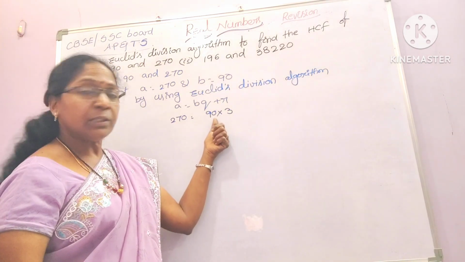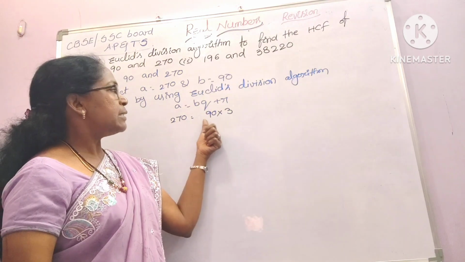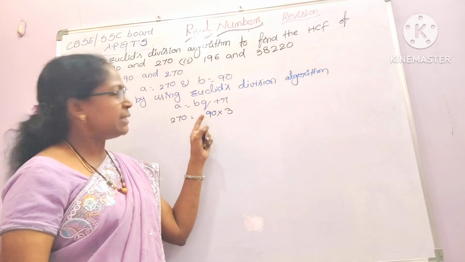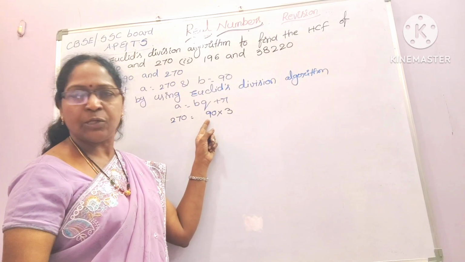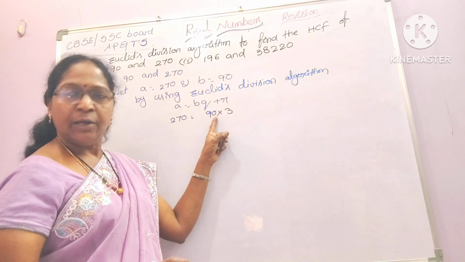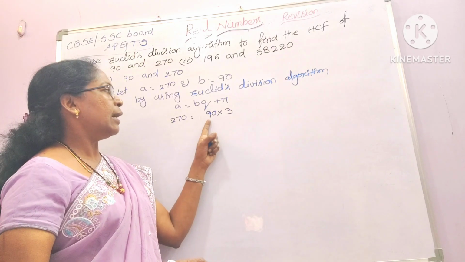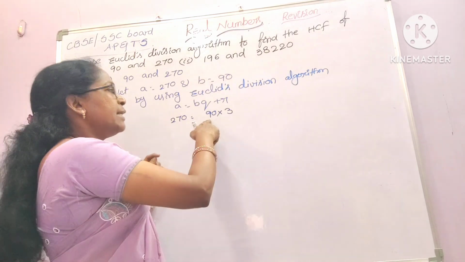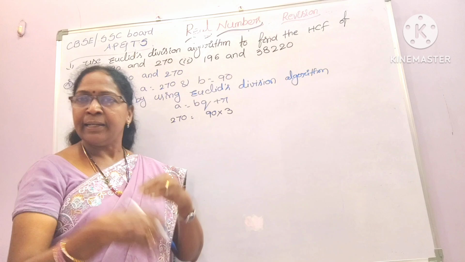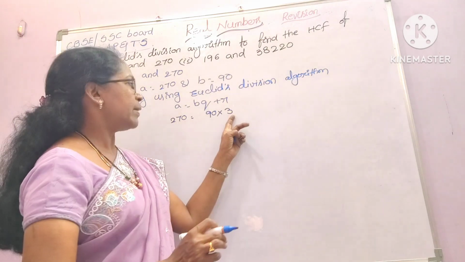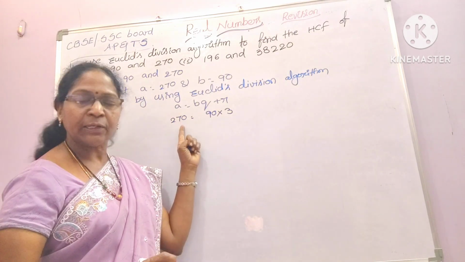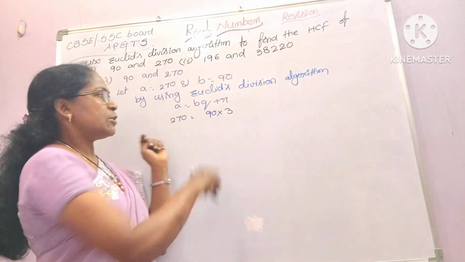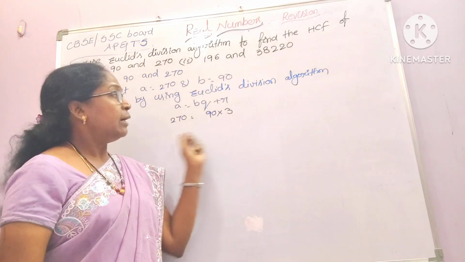Leave the 0 aside. We have only considered whole numbers here, and whole numbers include 0. Leave the units place 0, and in the tens place the number is 9. Check the 9 table: 9 threes are 27. Here the 0 is there, so directly you can also write 0 in the answer. So 90 times 3 gives 270. Directly you got it.